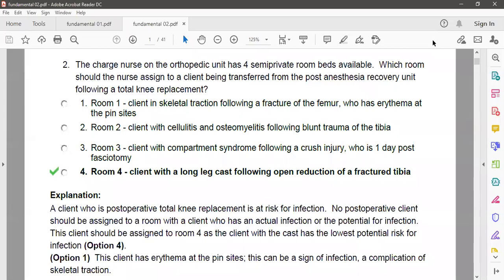So question number 2, they said there are 4 rooms. The charge nurse on the orthopedics unit has 4 rooms available. Which room should the nurse assign to the client being transferred from the post-anesthesia recovery unit following a total knee replacement, right? So I said total knee replacement is a major surgical operation, right?